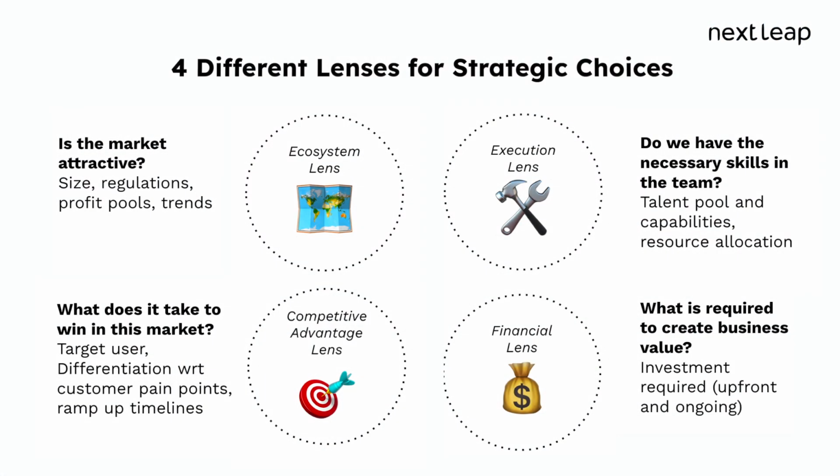In fact, you can do Excel magic and you can come up with very big numbers. But the important part is understanding the sensitive parts in the calculation, which even if it moves the needle by a little bit, it will change things dramatically. So these are the 4 lenses to keep in mind when you're thinking about product strategy: ecosystem lens, competitive advantage lens, execution lens, and the financial lens.